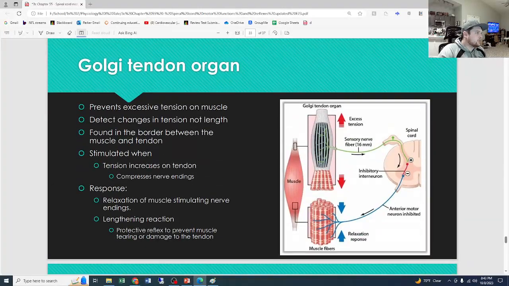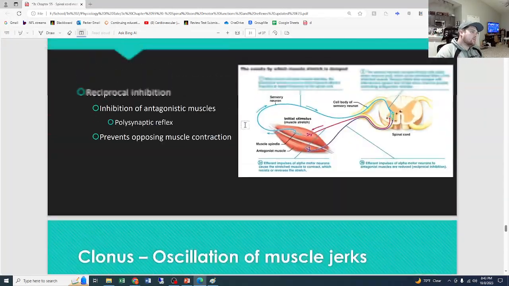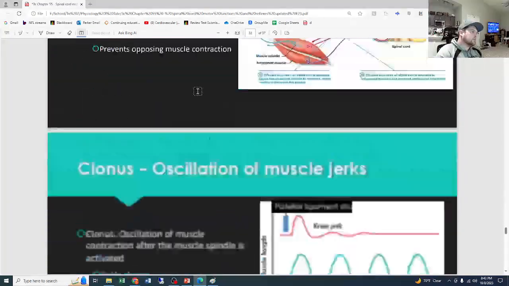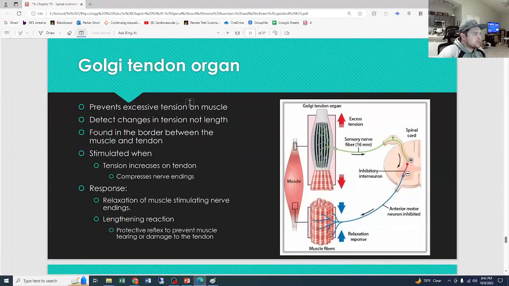Okay, Golgi tendon organ. All that before, this all has to do with the muscle spindle. Let's talk about the Golgi tendon organ. It's going to prevent excessive tension on the muscle. So it detects changes in tension, not length. It's found at the border between the muscle and the tendon. It's stimulated when tension increases on the tendon or compresses the nerve endings, and the response is relaxation of the muscle. You can have a lengthening reaction. It is a protective reflex to prevent muscle tearing or damage to the tendon.